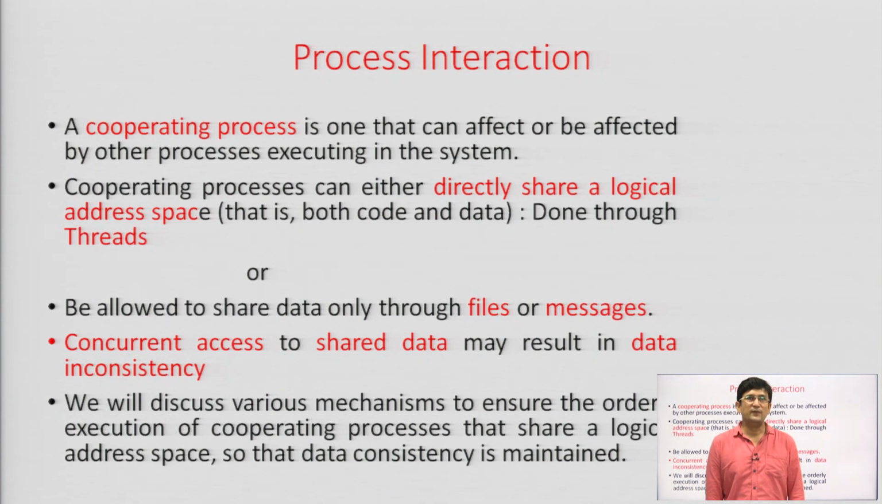The cooperating process is one that can affect or be affected by other processes executing in the system. Cooperating processes can either directly share a logical address space, that is both data and code, and this is done through threads. Threads can run in parallel, or be allowed to share data only through files and messages, and this is done with the help of synchronization mechanisms. The concurrent access to shared data may result in data inconsistency. The final value of the data may differ from what we expect it to be, and we have discussed various solutions to this synchronization problem.